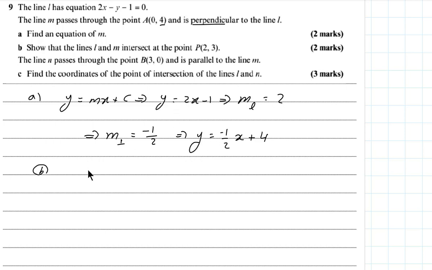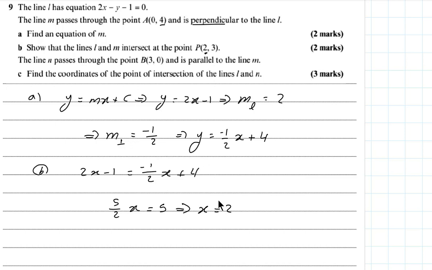Part b, show that the lines L and M intersect at point P with coordinates (2, 3). Very good. Here y equals and here y equals, so we can equate the two y's together: 2x - 1 = -1/2 x + 4. Collecting x together, we have 2x + 1/2 x, which is 5/2 x, equals 4 + 1, which is 5. In this case, 5 cancels 5 and x = 2, as the question said.